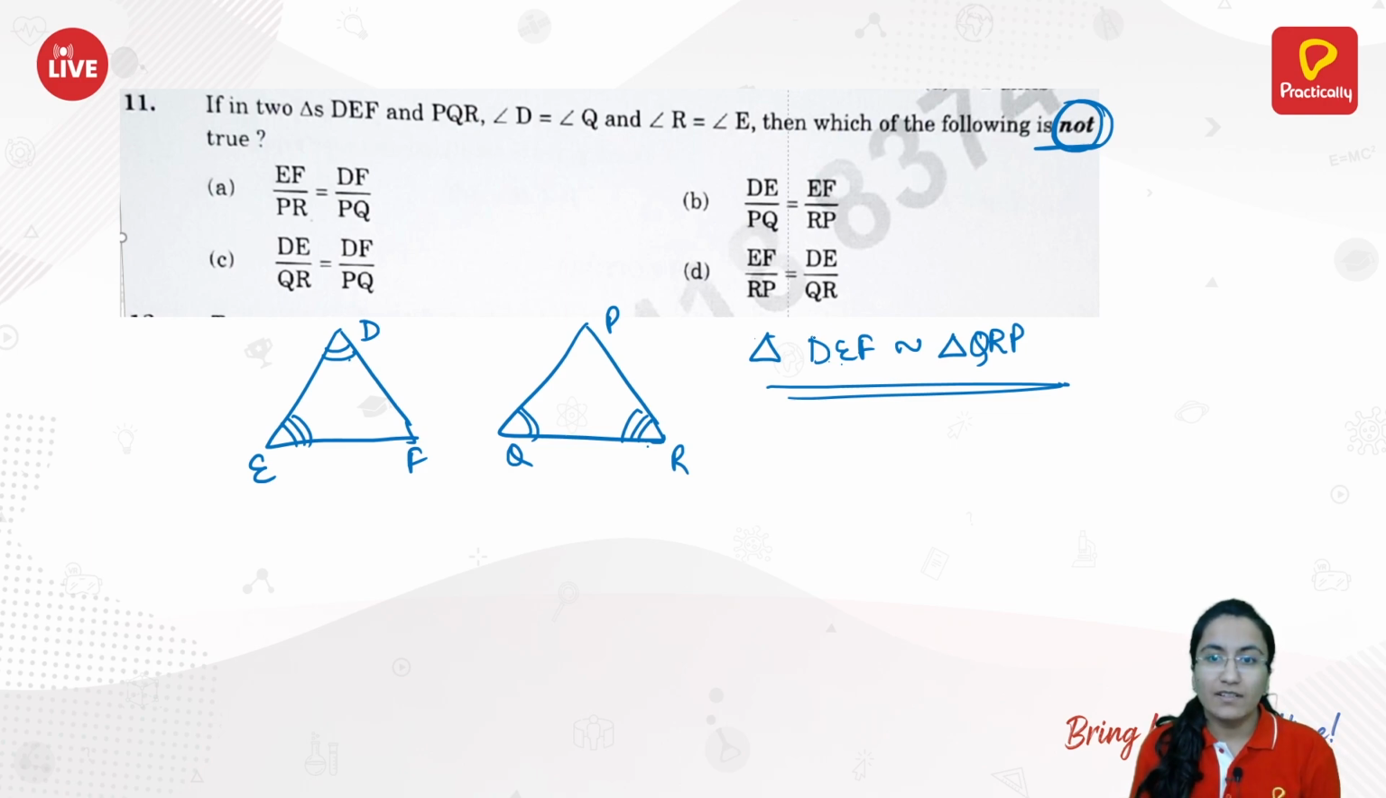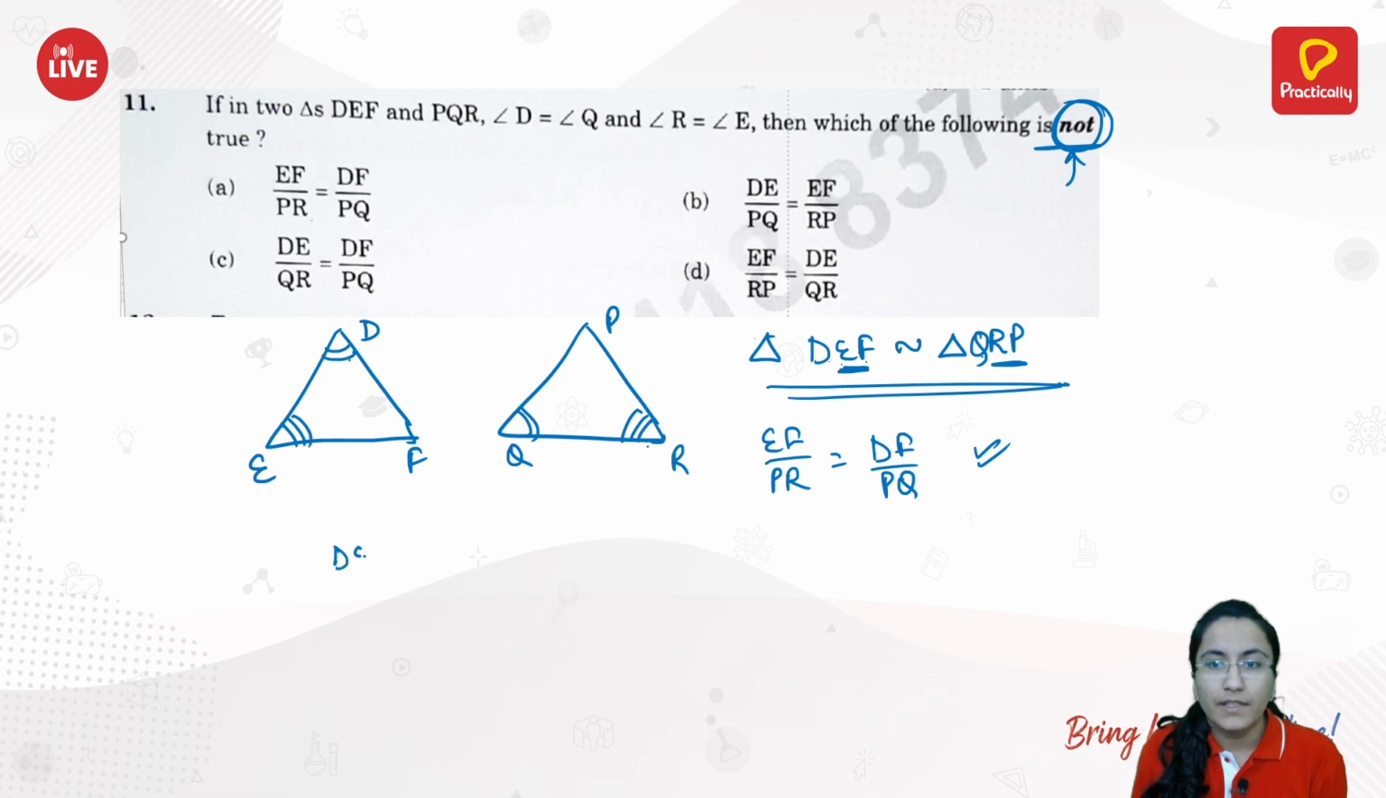So let's check the options using these two. In the first you have EF by PR. You can see EF by PR is equal to DF by PQ. You can see that this is correct, right? Here we need to mark which is not correct. Basically we have DE by QR is equal to EF by RP is equal to DF by QP, right? This is correct.